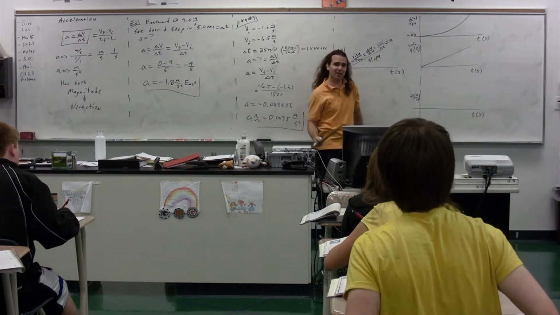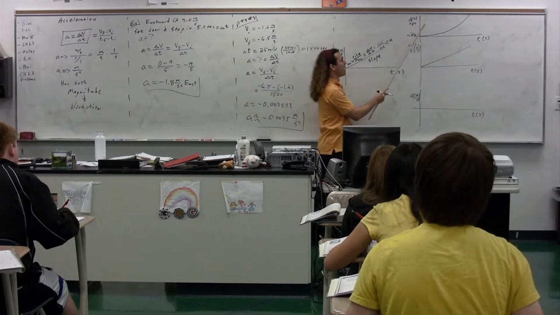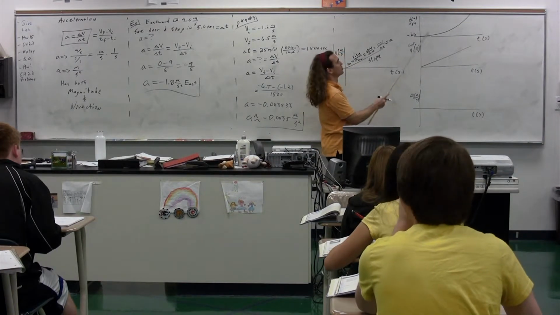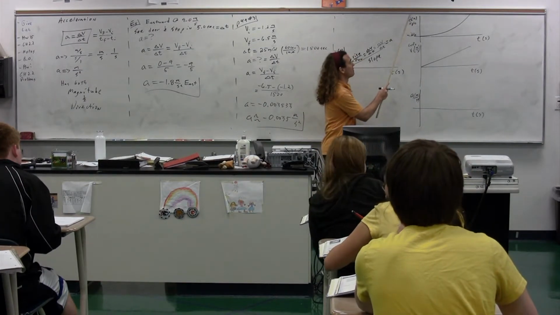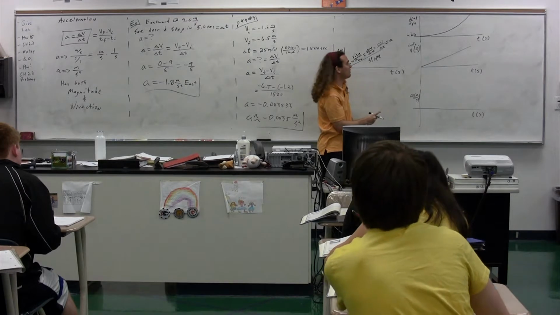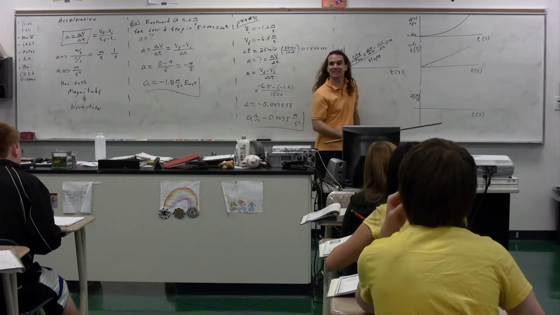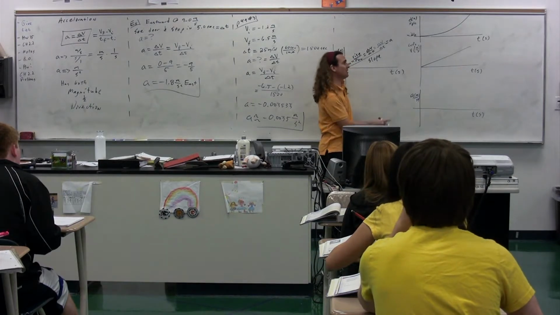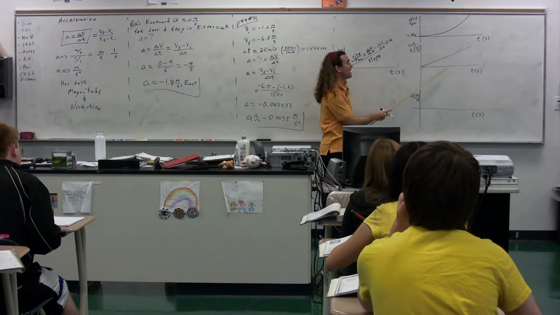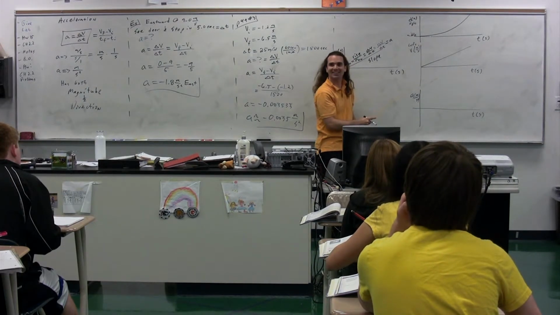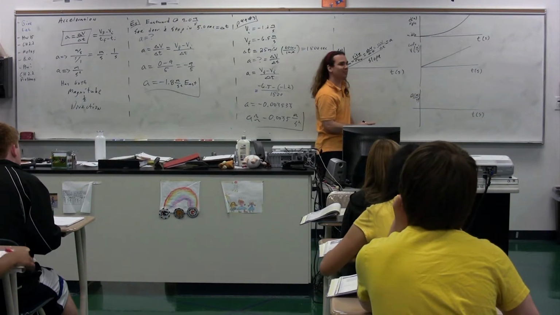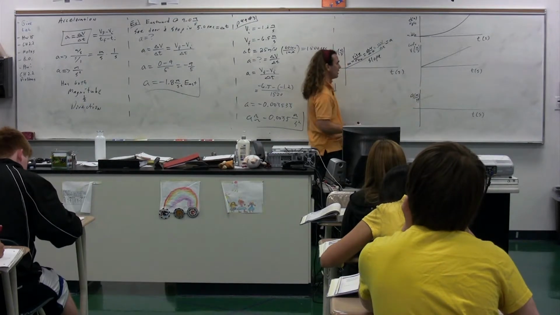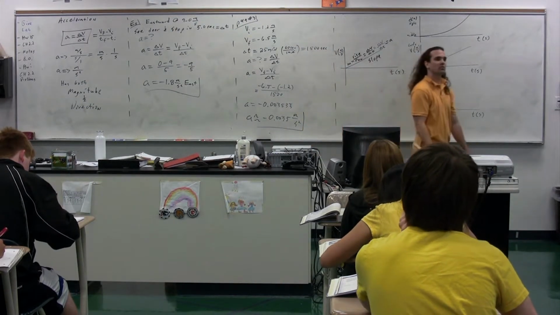For those of you who enjoy calculus, what's the derivative of position as a function of time? The derivative of position as a function of time is velocity. The derivative of velocity as a function of time is acceleration. The integral of acceleration as a function of time is velocity. The integral of velocity as a function of time is position. Calculus. It's really, really helpful. Not a part of this class. Okay, so now we want to draw the acceleration as a function of time graph.